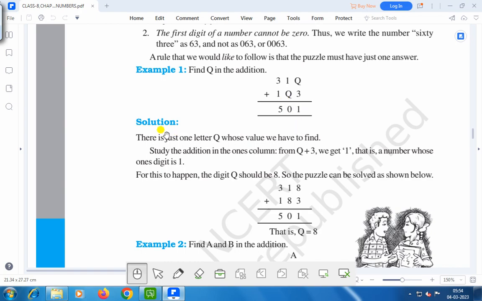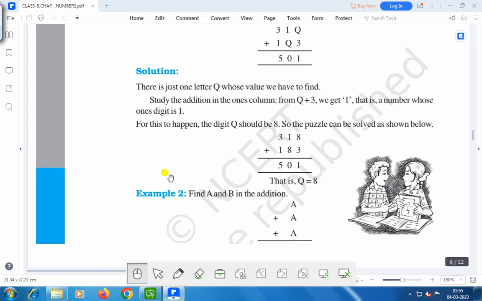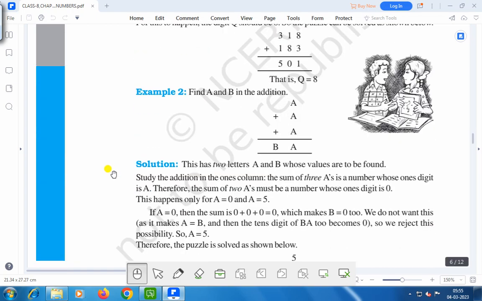Find Q in the addition like this. The solution is like this. There is just one letter Q whose value we have to find. Study the addition in the ones column. Q plus 3 we get 1. So that is a number whose ones digit is 1. For this to happen, the digit Q should be 8. So the puzzle can be solved as follows: 8 plus 3 is 11. That means 8, this is also 8, 5 and 1. That is, the answer is Q equals 8.